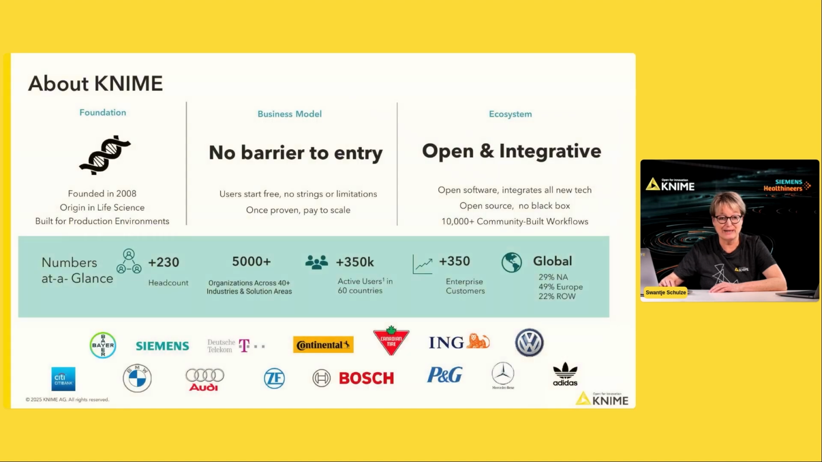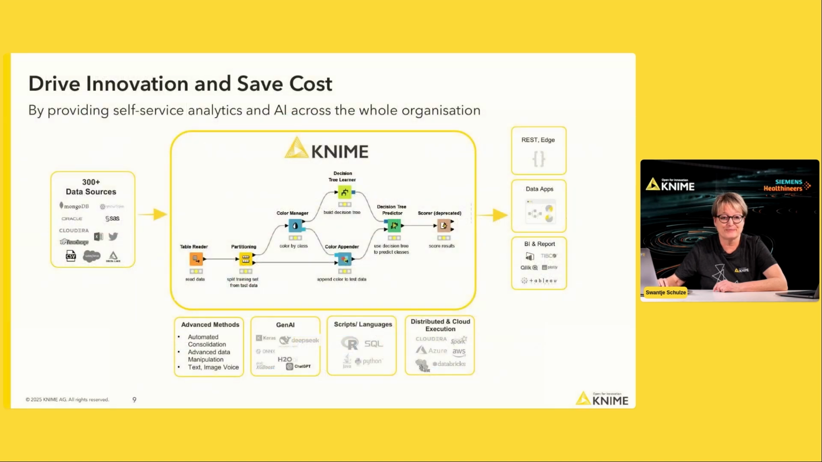So, about Knime. Who are we? We came from the open source. We're a spin-off of a university in Germany, so we're software made in Europe. And it's always been important to us to be open and integrative. We have a large community in the open source space that have built more than 10,000 workflows. And it's the boast slide, what I call it. Look at the logos below there.